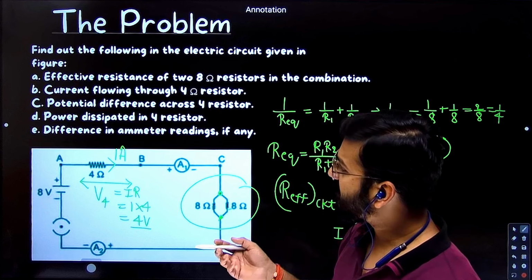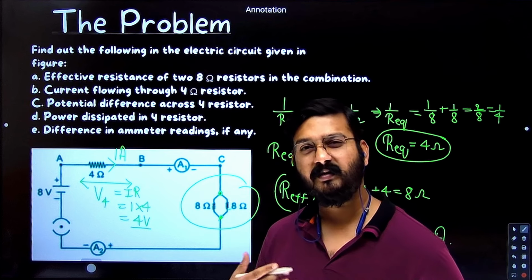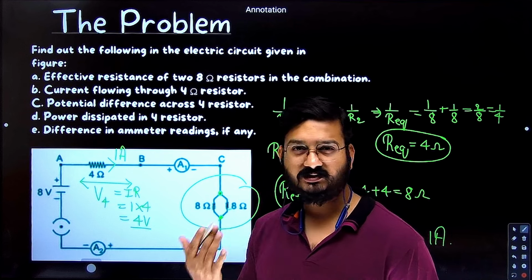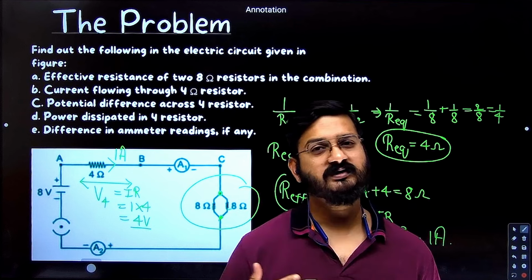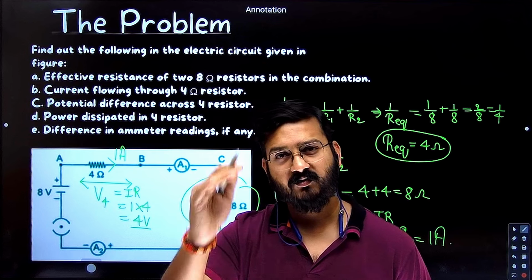D part. Power dissipated in the 4 ohm resistor. What is the formula for the power dissipated? You can use V square by R or I square R. So you have V also, you have I also. You can use any formula, whatever you want.